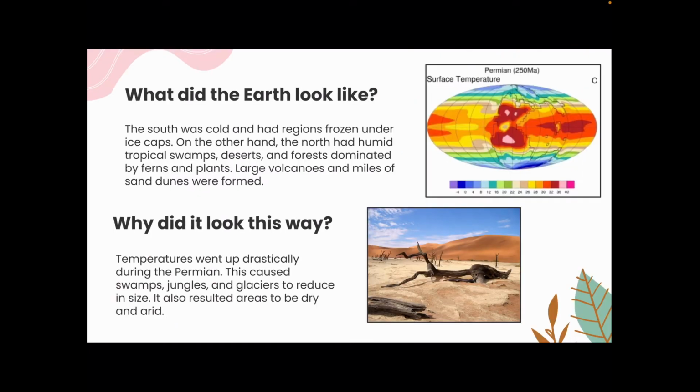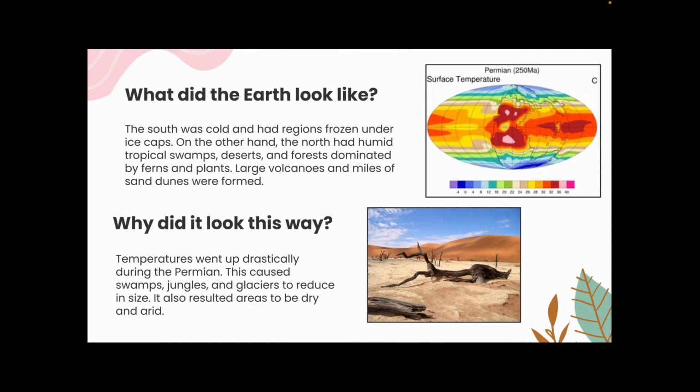What did the Earth look like? In the beginning of the Permian Period, the south was cold and had regions frozen under ice caps. On the other hand, the north had humid tropical swamps, deserts, and forests dominated by ferns and plants. Large volcanoes and miles of sand dunes were formed. Models indicate that regions of the continent were probably dry, with seasonal fluctuations because of nearby bodies of water.